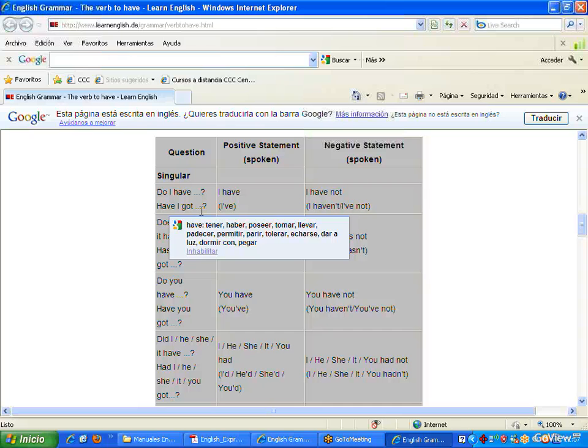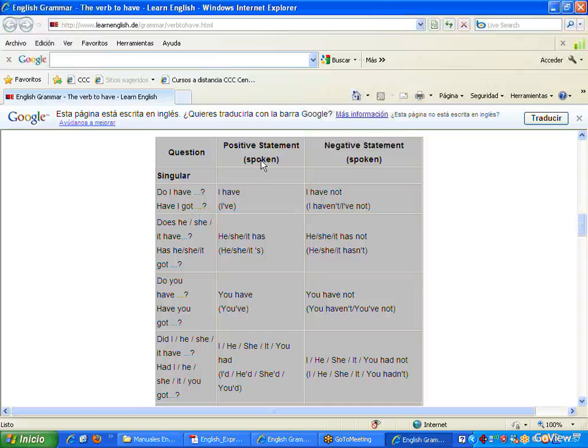Positive statement, I have. Yo tengo un coche. I have a car. And negative, I have not. Okay, and you can see the contractions. I've, or I haven't, with he, she, and it. It's the verb has. We spell it has.